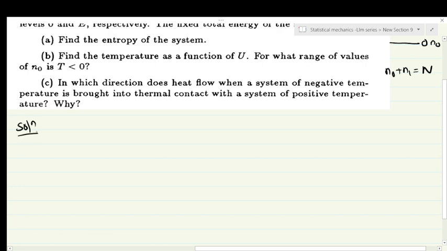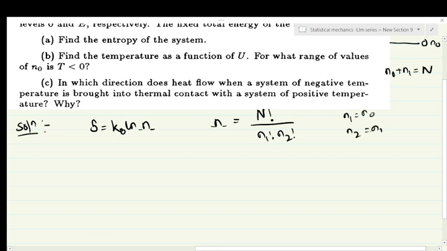Let us start the solution. Here we have to find the entropy. As you know, the formula of entropy is S equals k_B ln Omega, where Omega is the number of microstates, which we can find by the formula N factorial divided by n1 factorial n2 factorial. Here n1 is N0 and n2 is N1. So S will be k_B ln of N factorial by N0 factorial N1 factorial.